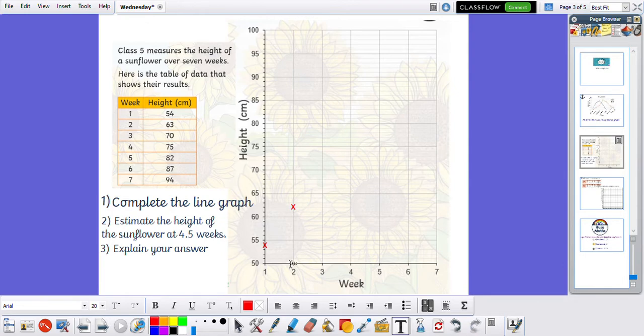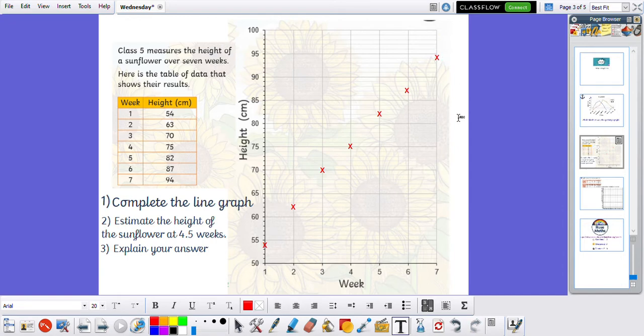Then week 3, I've got 70, so that one's nice and easy to plot on. Then week 4 is 75, so along to week 4, up to 75. Then I've got week 5 at 82, so I'm going to go along the x-axis to week 5 and up to 82. Then week 6, along to week 6 and up to 87. And then finally week 7, along the x-axis and then up to 94.